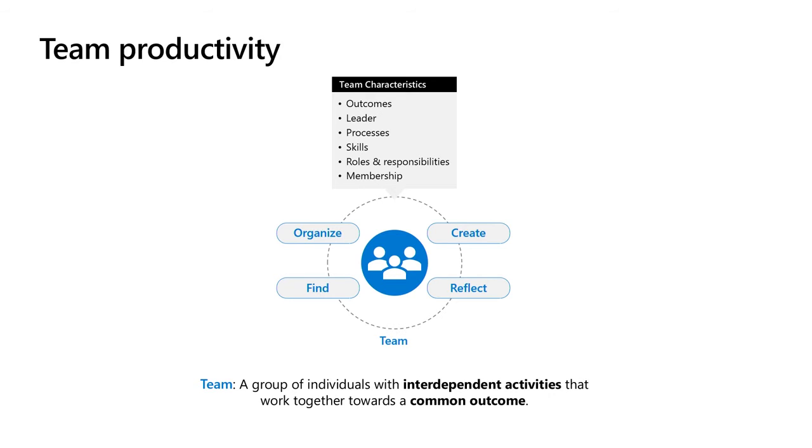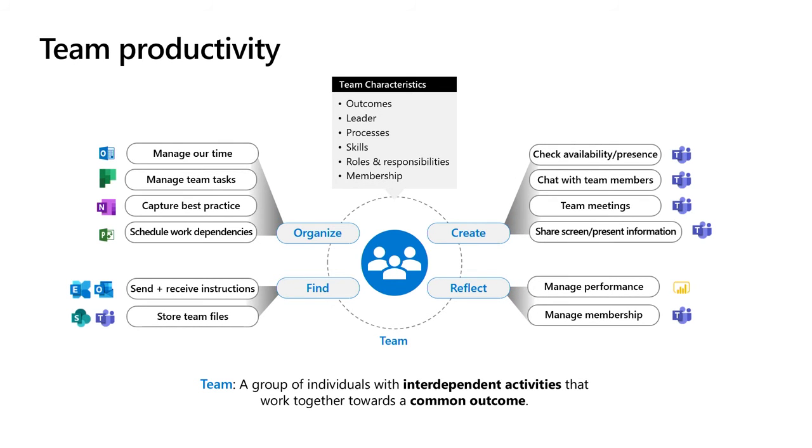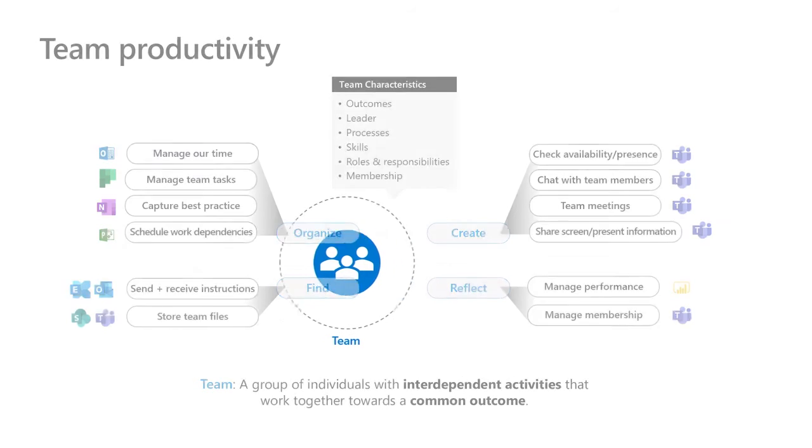You're looking for the right skills, clear roles and responsibilities, and that helps you identify the right membership for your team. And a team needs to be able to find information, organize itself, create new content, and reflect on its own performance. And to do that, Office 365 provides a whole range of capabilities. Now, once again, Office 365 has a suite of different apps that help address the different needs of a particular team.